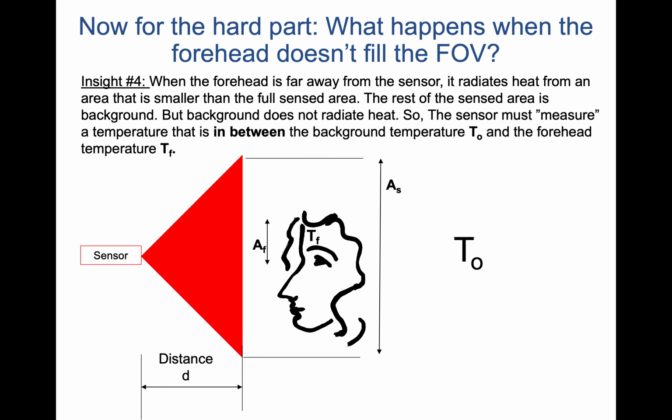This probably should be called Insight 5, but it's actually just an observation that if the forehead is very close to the sensor, we measure TF. If the forehead is gone from the sensor, we measure T0. So if the forehead is somewhere in the field but not filling the area, the temperature must be somewhere in between T0 and TF. That just makes common sense.